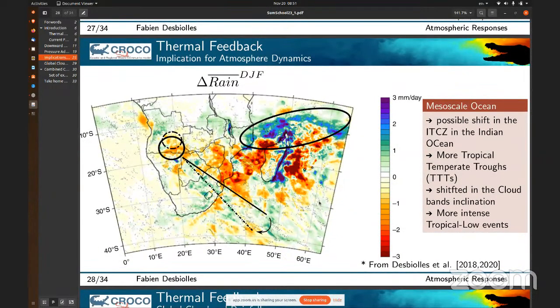And practically, we see that we have a remote signal in Botswana and Mozambique, which is way drier with a less active Angola low. Here there is a big signal as well, but my hypothesis is that the ITCZ is responding to ocean mesoscale. But I could not reply to that question because my domain is a bit too small and too constrained. This is, I think, ongoing work with other simulations.